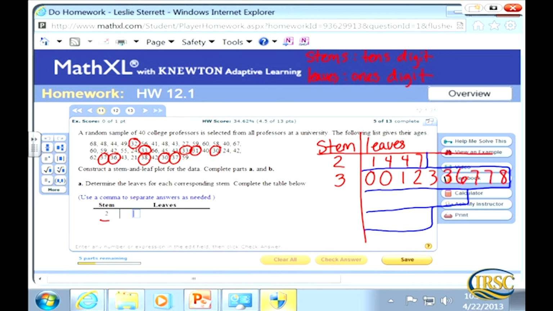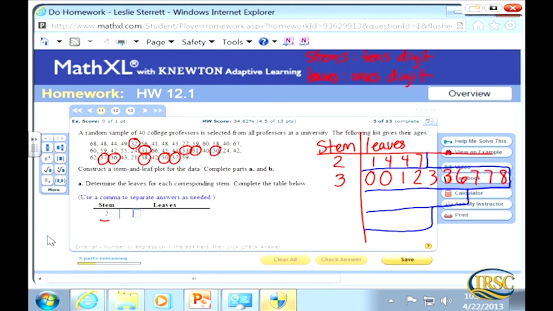Now, even when you're creating your distributions or making your histograms or whatever, instead of writing out all the numbers on your paper, you could just write it out as a stem and leaf plot. It'll take less time and you can chart it out that way. Whatever is helpful for you.